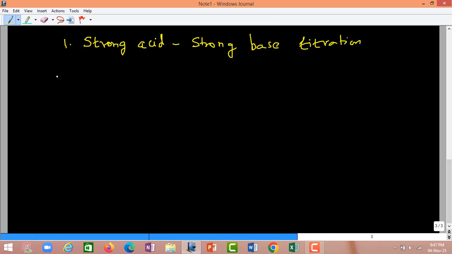We can use conductometric titrations for various types of titration. We will first take up the case of strong acid, strong base titration. For example, if you use hydrochloric acid as a strong acid and sodium hydroxide as a strong base and perform a titration conductometrically, what we will get is NaCl, sodium chloride and water as a result of this neutralization reaction.